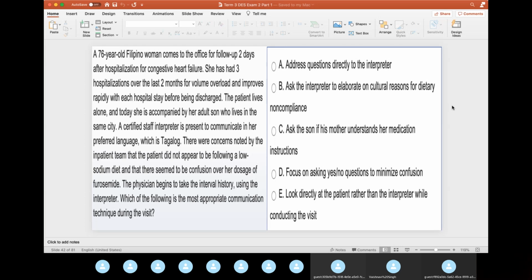What are you thinking? E. Look directly at the patient rather than the interpreter while conducting the visit. Why do you think it's E? What makes it attractive? I think when you use an interpreter, you're supposed to pretend like they're not there, like you're talking to the patient. Exactly, normally. Yep, excellent. Any other answers?